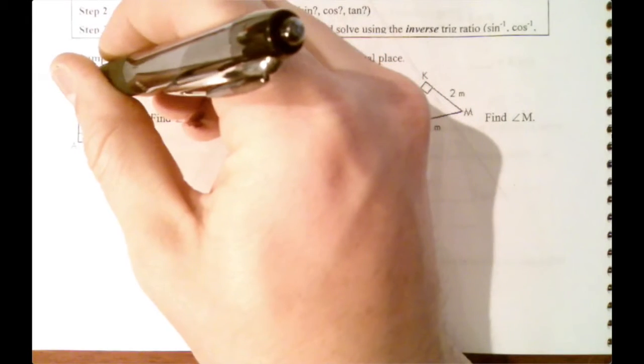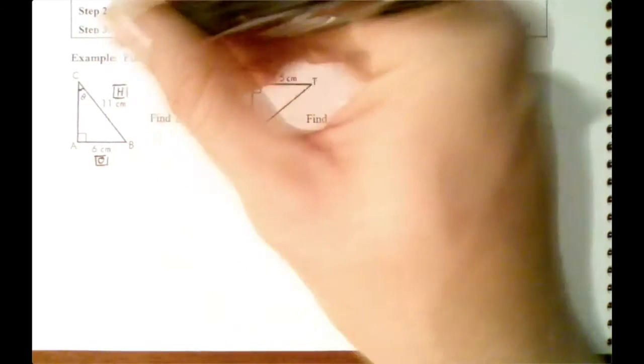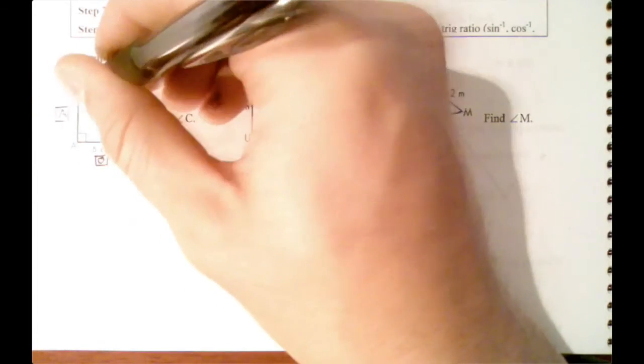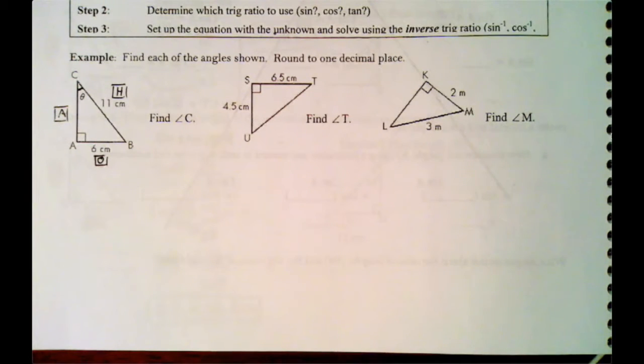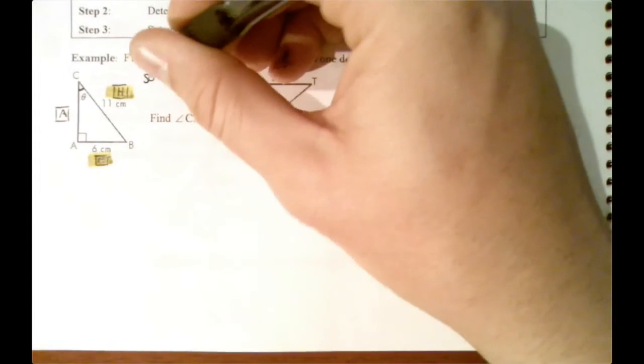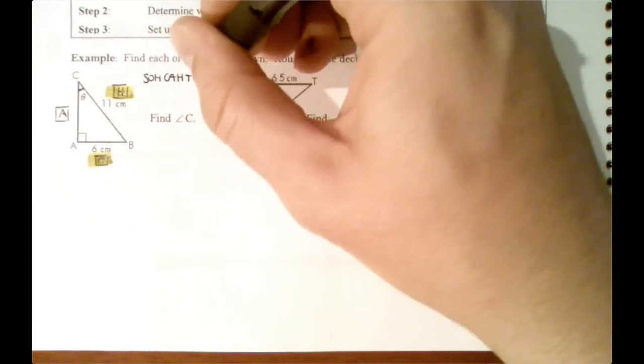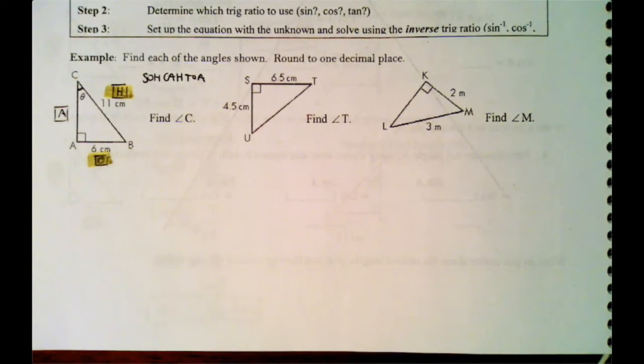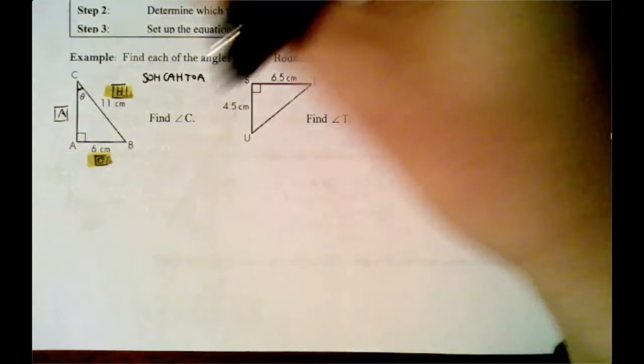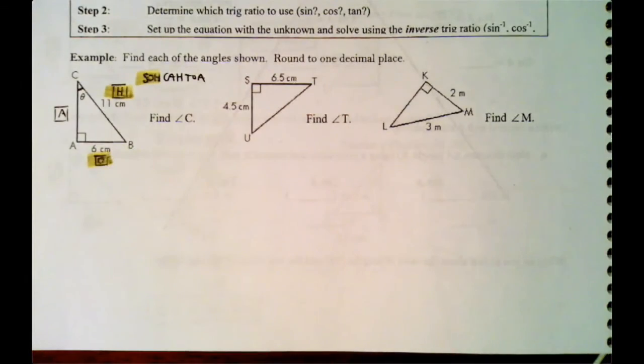If we want to find this angle, C, first we label the triangle. So O is across from our angle, H is across from the 90, and A is the one touching the angle. So in order to find an angle, we need 2 sides. We have 2 sides. We have the O side and the H side. So we can ask SOH CAH TOA, which of these has O and H in it? And the answer is SO has O and H. So what that means is we're going to use the sine equation.